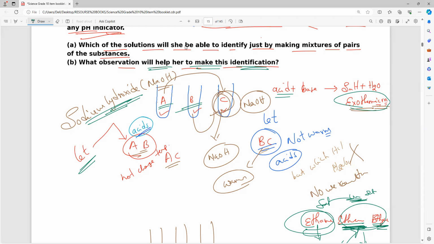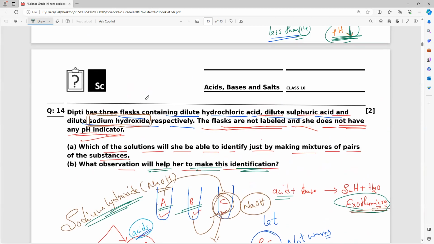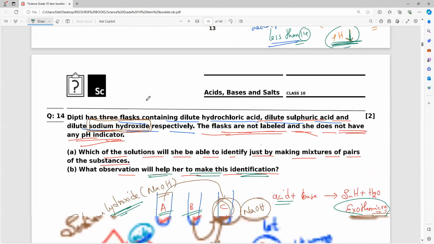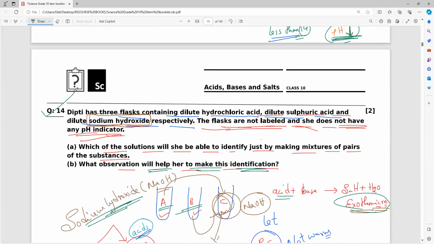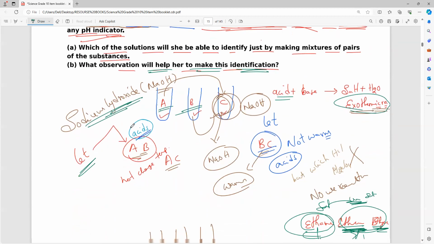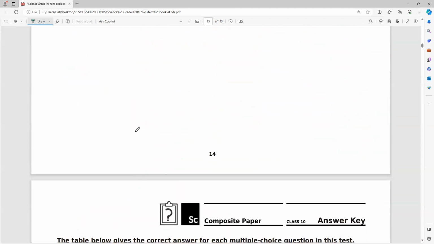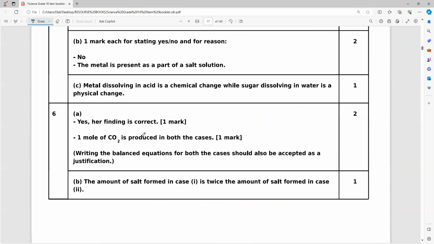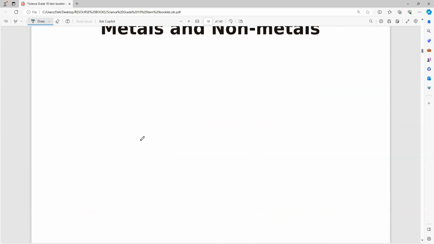So we can identify the base, sodium hydroxide. That is what you have to remember. So this is all about the CBQs of acids, bases, and salts. Remember, you can expect these questions in the board exam also. So that is what we call CBQs. You must have complete knowledge. There are no by-hearting questions, just general awareness. You must have basic knowledge, and you can finish it. That's all about it. So acids, bases and salts is completed.